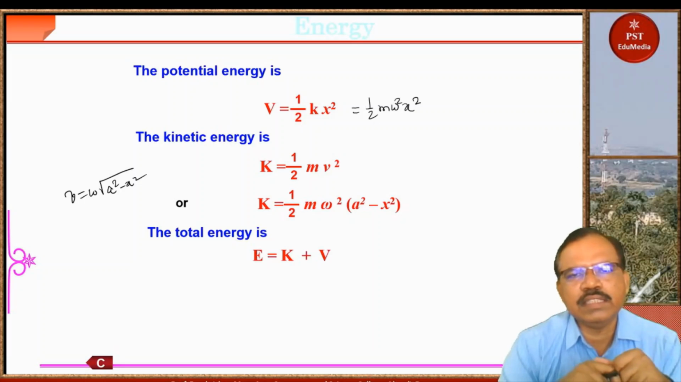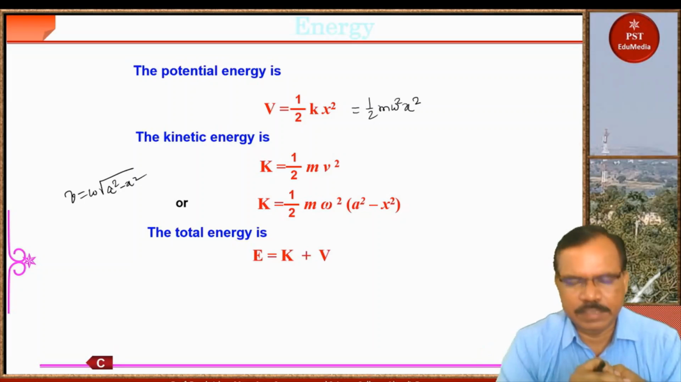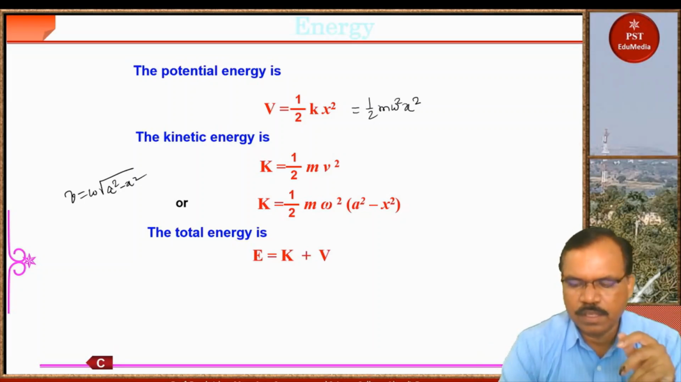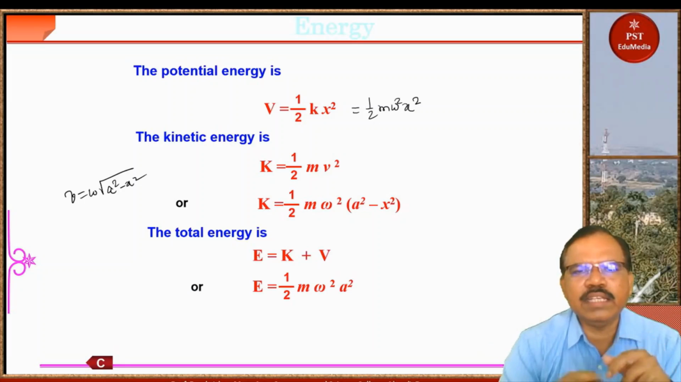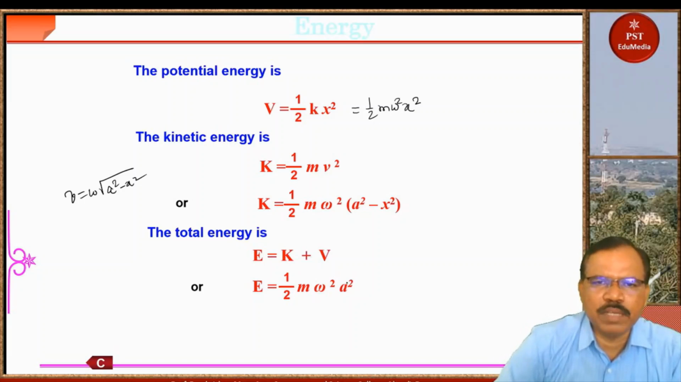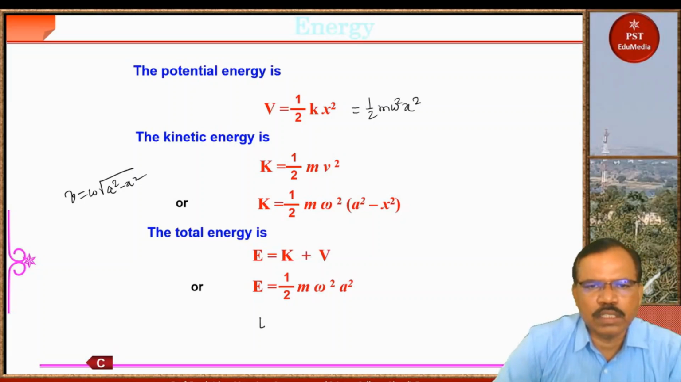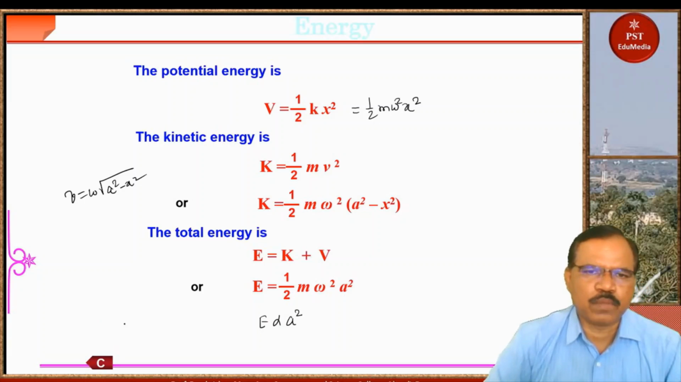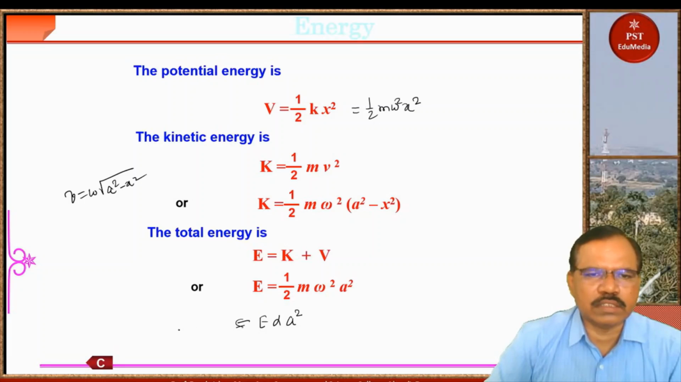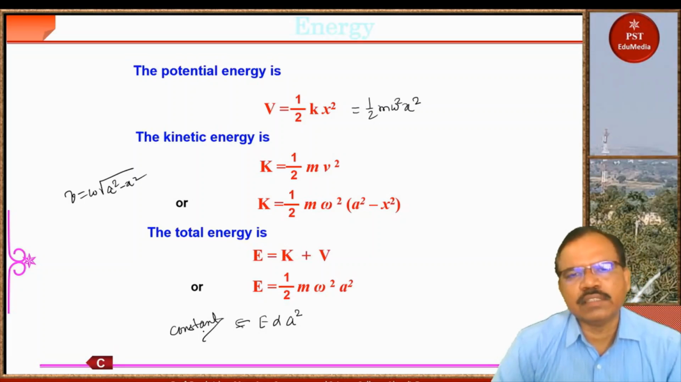So the total energy E is equal to K plus V. If we add these, we will get E is equal to 1/2 m omega square a square. So E is proportional to square of amplitude. And this energy is constant as long as there is no change in amplitude of the spring mass system.